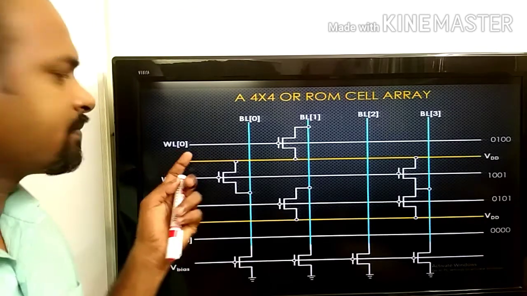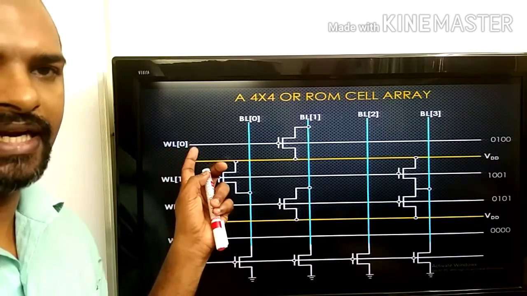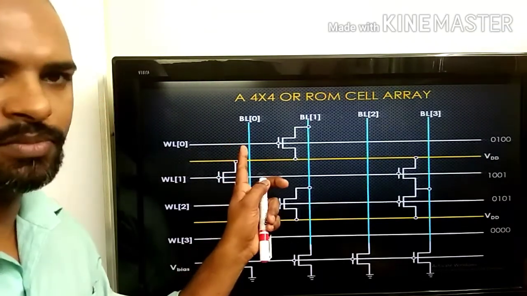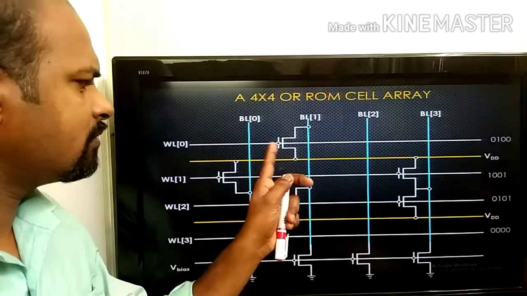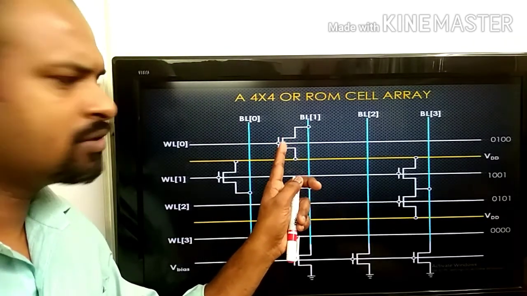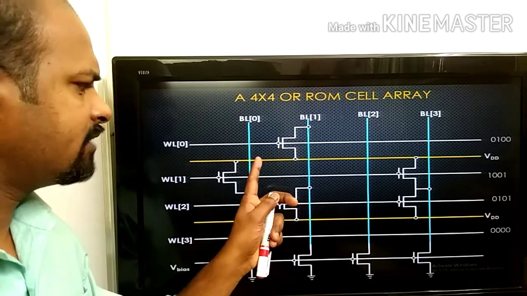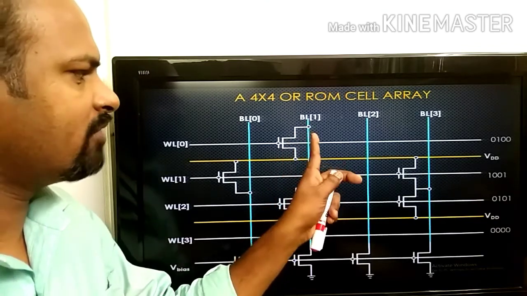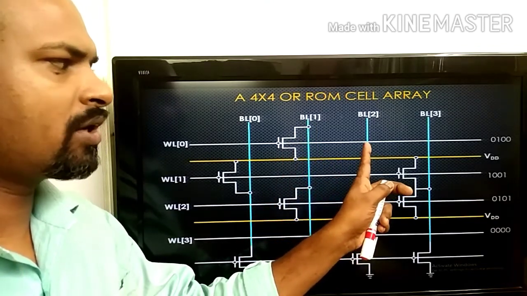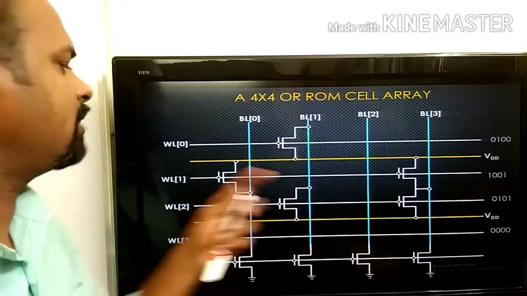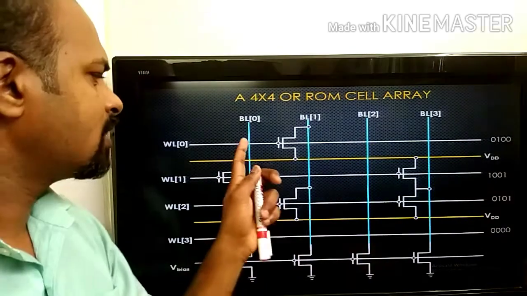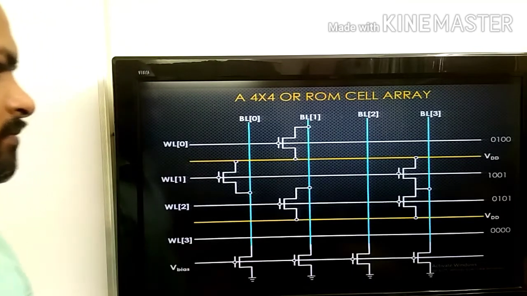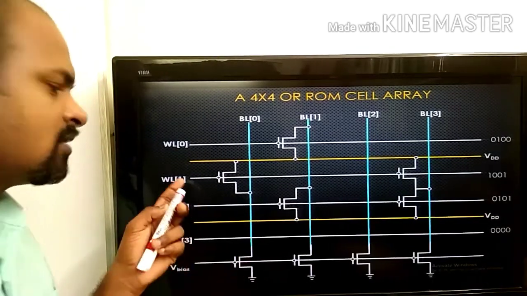And how does it work? When we enable this WL for reading, there is no connection between these 2 lines, so a 0 will come at this point. But here there is a transistor, so this transistor will turn on and connect the VDD line to the bit line. So a logic 1 will come at this line, and here there is no connection, and there is no connection. So whenever we enable this WL, we will have 0 1 0 0 at these bit lines. Similarly for the other word lines.